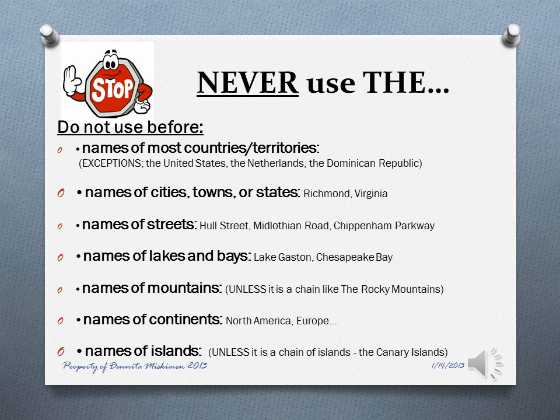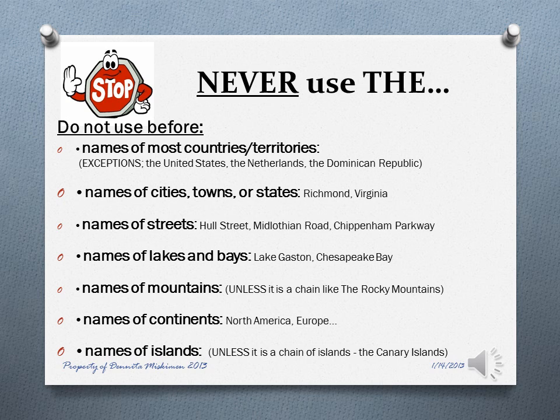We don't use the when we're talking about cities, towns, or states. Let's consider Richmond. If I'm going to go buy a pair of shoes in Richmond, I would not say, I'm going to the Richmond to buy my shoes. That doesn't even sound correct. You already know that. Simply drop the and we say, I'm going to Richmond to buy shoes.